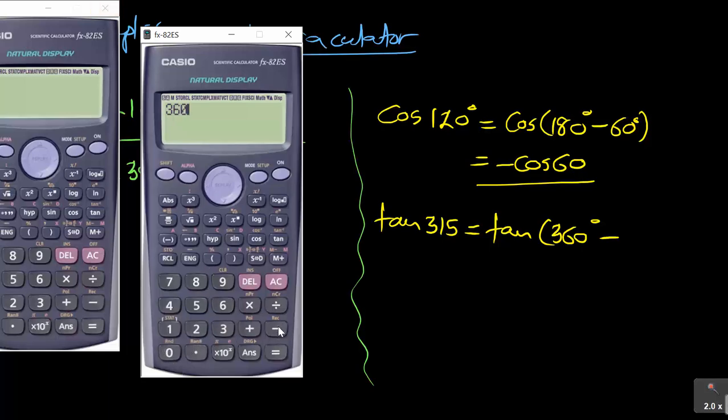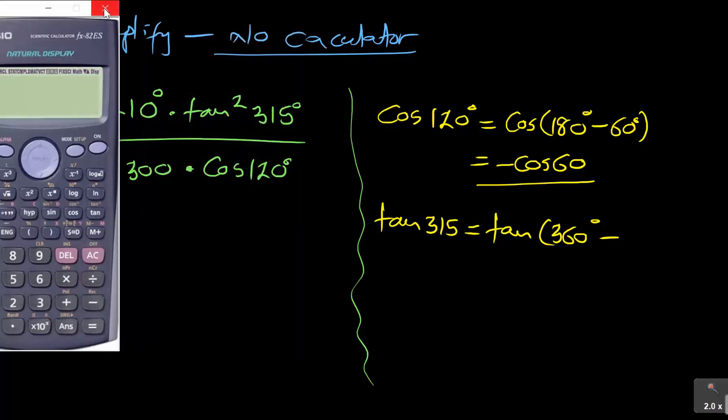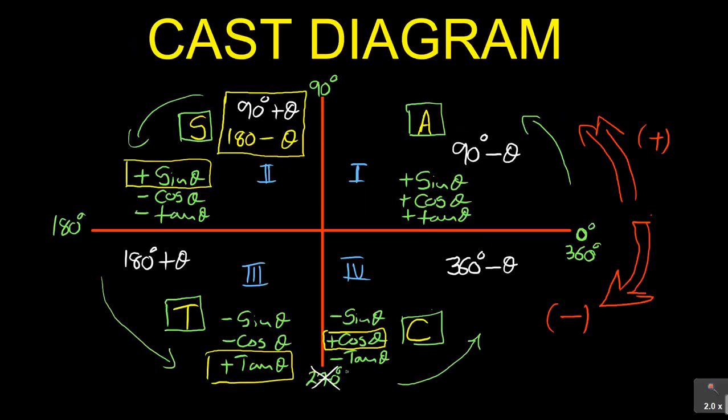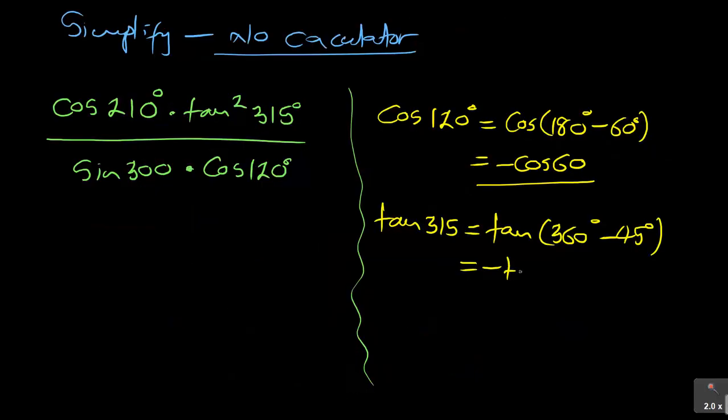360 minus 315 gives me 45 degrees. So I've got 45 there. Now remember the reduction rule. What is tan? Tan is negative in the fourth quadrant. So I've got negative tan of that particular angle, which is 45 degrees. That's how you're simplifying that.